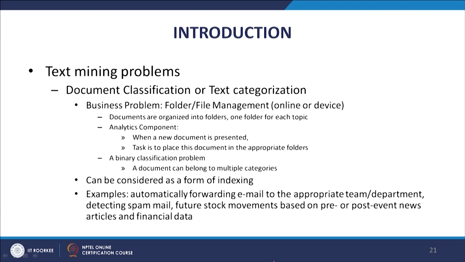Similarly, there is detecting spam mail, and predicting future stock movements based on pre- or post-event news articles and financial data. Typically before any major event, many people write about what is working well for certain stocks and what is not. Based on the analysis presented by various experts in those news articles, can we predict future stock movement? We can also club financial data documents as well. This can also be done using the document classification problem.